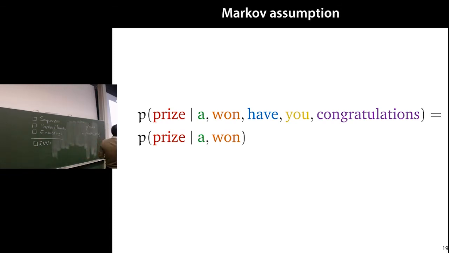Basically, whenever we get this big conditional sequence, we just assume blindly that the probability of any word depends only on the two words preceding it. So this probability is equal to this probability. The fact that "congratulations" and "you" and "have" come before this, somewhere in the history, doesn't enter into the probability. And like naive Bayes, this is not a true assumption, but it does make things a lot simpler.